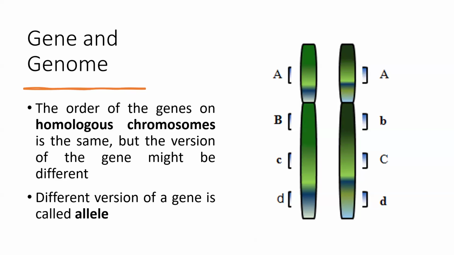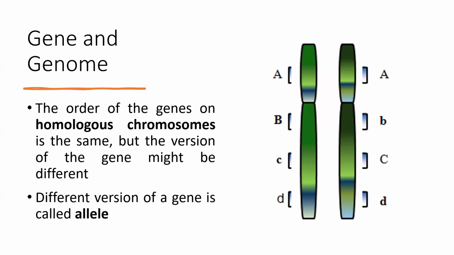1 is homologous with 1, 2 is homologous with 2. And as we go down the list, from 1 to 22, the chromosomes get shorter and shorter. We arrange them based on size. I'll show you a picture of that later.